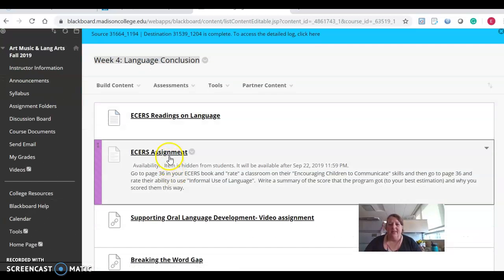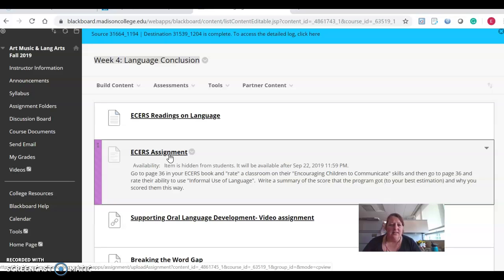And here's the assignment that you actually have to do. Now, some of it varies on the edition of the book that you have, where the section is, but because it's included in your Blackboard, you shouldn't have to worry. You can use your ECERS book, or you can use the papers in your folder.